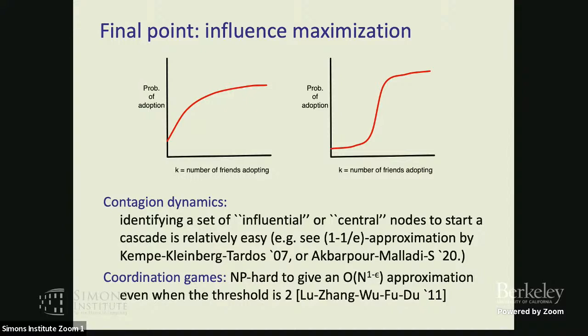So if you're in this world, the most important feature when you're in the contagion dynamics is that when you look at the probability of adoption, it has diminishing returns. It's concave. The probability that you adopt, as a function of the number of friends adopting, is such that as you have more friends adopting the technology, the impact of each additional friend becomes smaller and smaller. So here, in the contagion dynamics, the problem becomes relatively easy. You can give good algorithms for it.